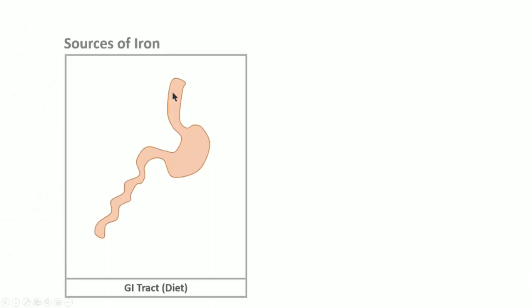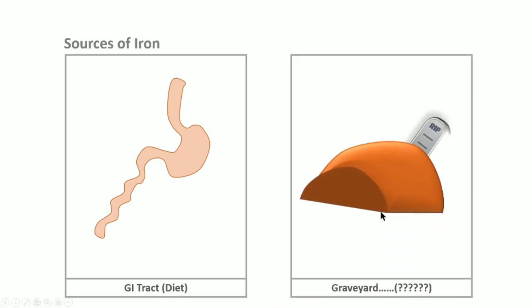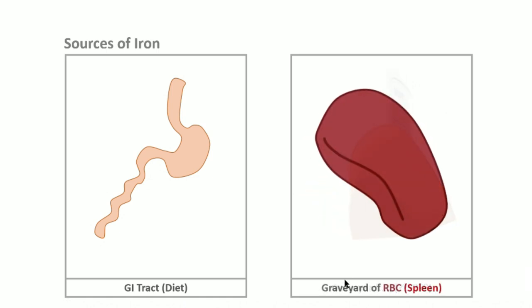So one source of iron is from diet, the GI tract. The other source of iron is the graveyard. Well, it's not an ordinary graveyard. It's the graveyard of RBCs, the spleen, my friends.